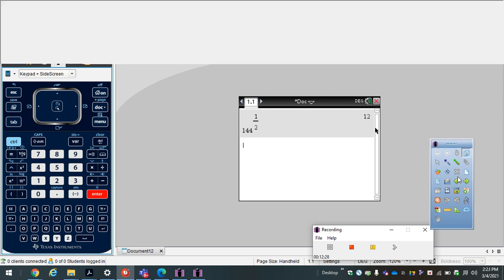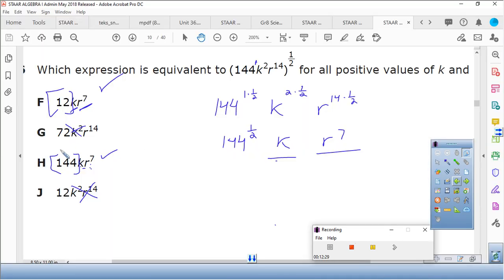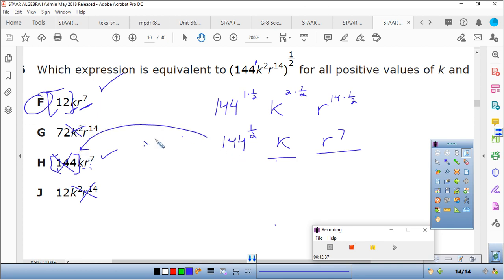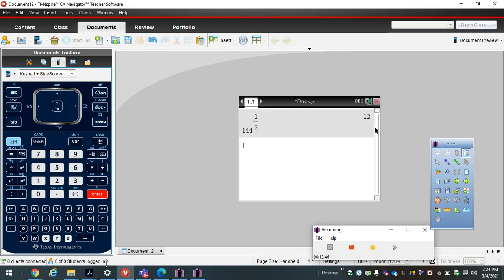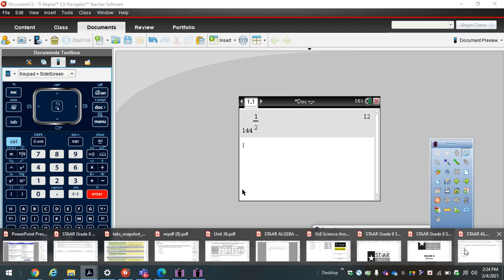Okay, so we come back over here. Final answer is wrong here. Just FYI, that's not equal to that. So this is not equal to that. So you automatically know it's not this one. Okay, moving on. Next question.